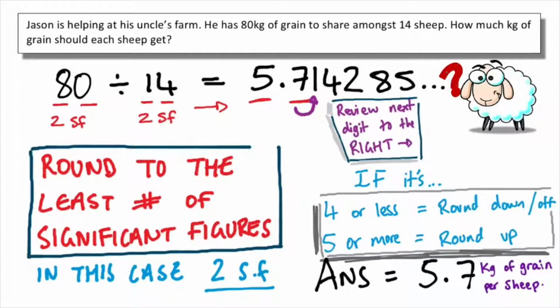So to quickly recap, because we have only 2 significant figures in either number, our final answer cannot be more accurate than what we started off with.